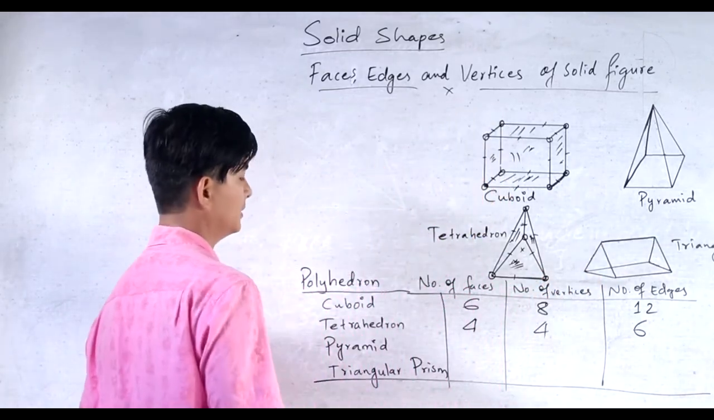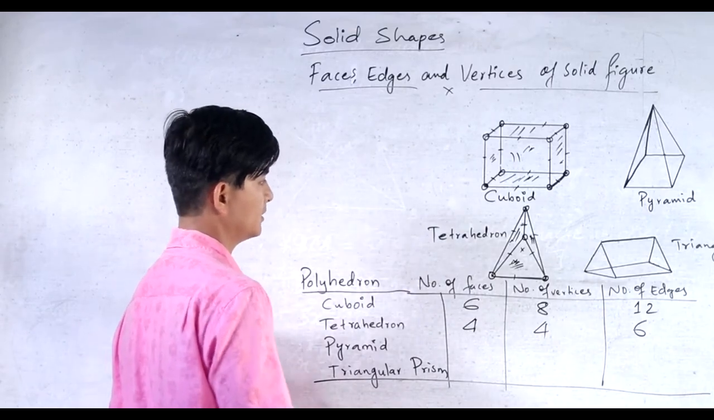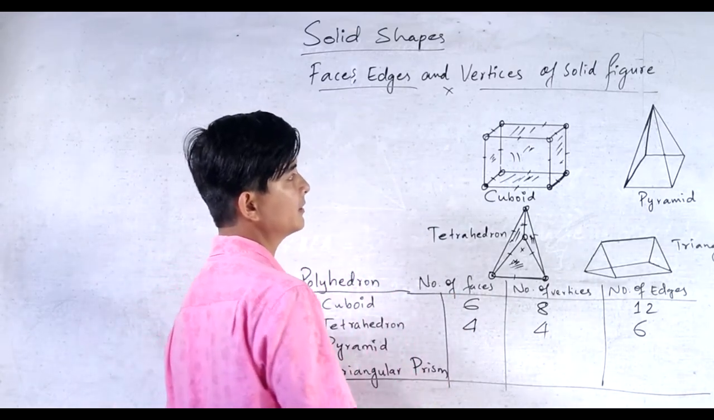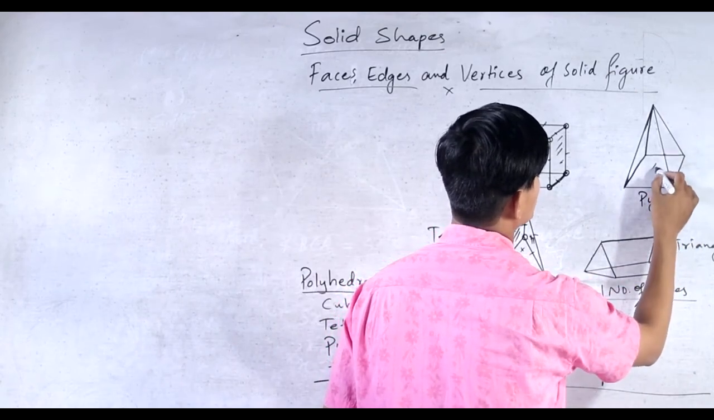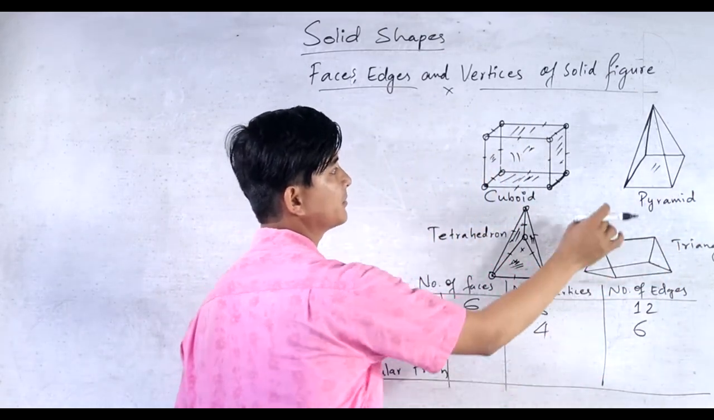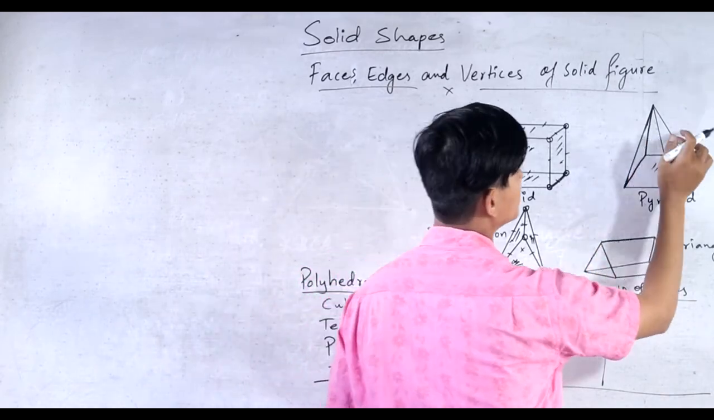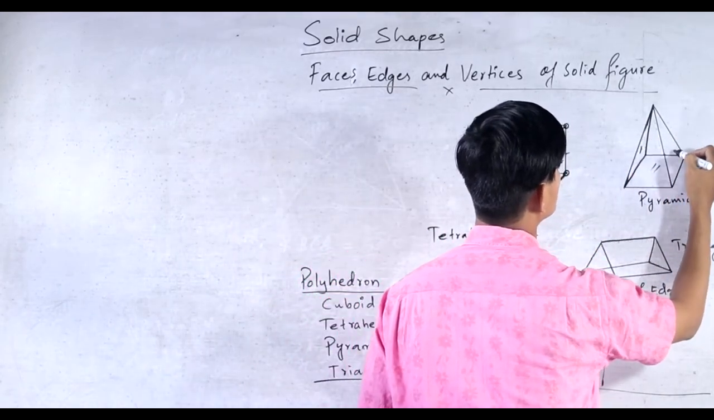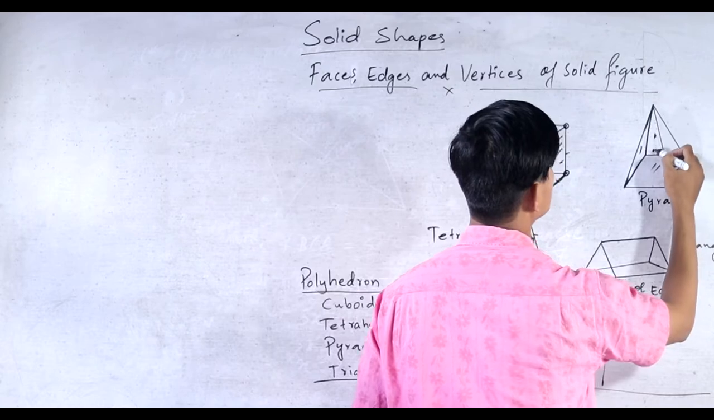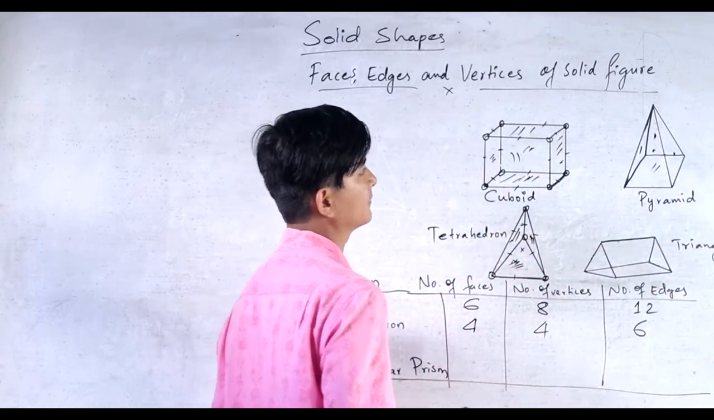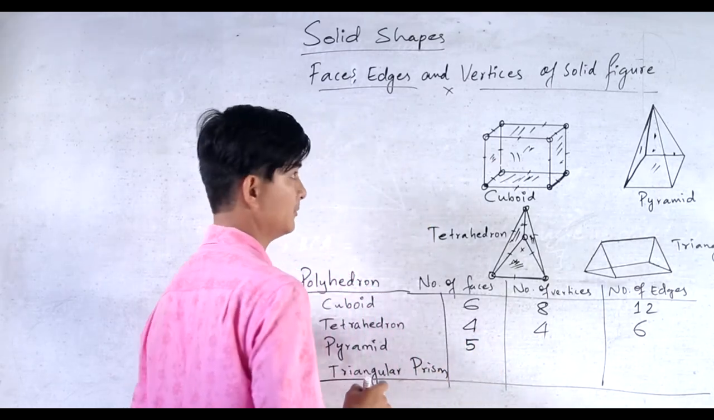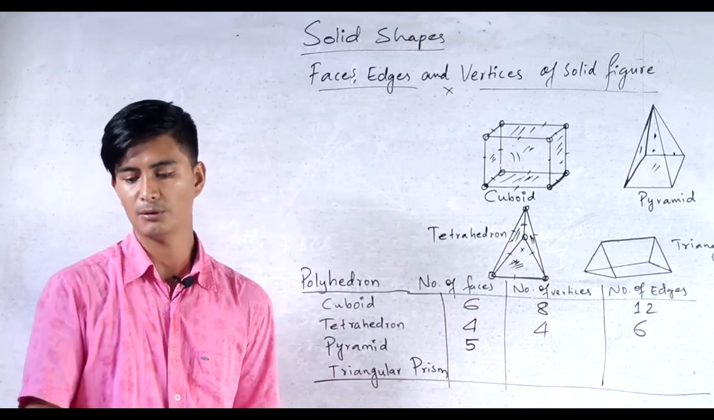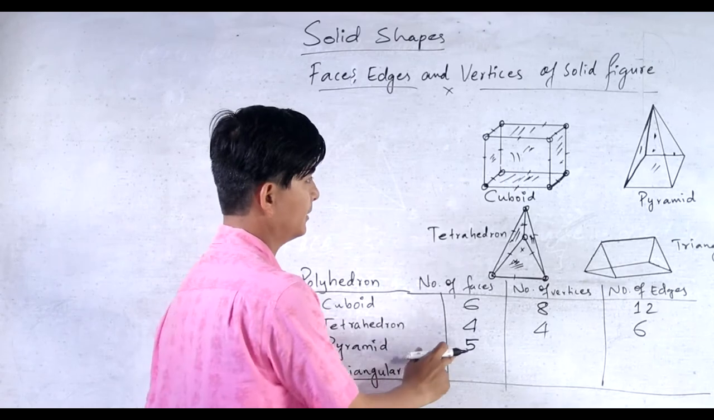Now pyramid. This is our pyramid, which is in square, you can call it. So count it, how many faces are here in pyramid? Here, let's count it. Here one face which is in base. Here's a base. 1, 2, 3, 4 and in front one it is 5. Right? So we have 5 faces in pyramid. Okay? How many faces? 5 faces in pyramid.